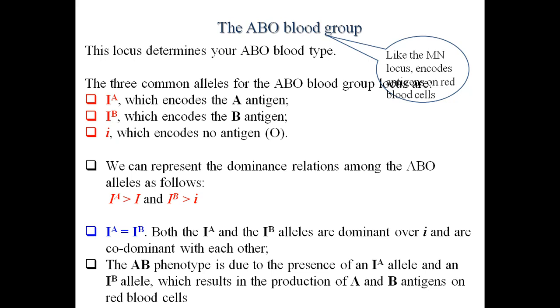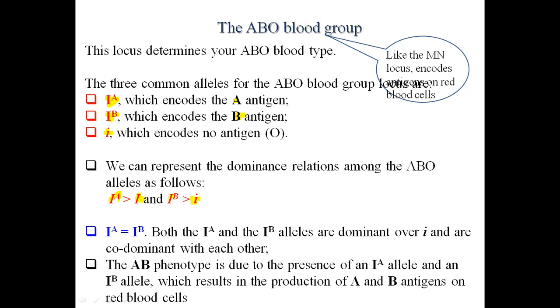Then the next one is the ABO blood group. In the ABO blood group, we have 3 alleles. Capital IA is dominant, capital IB is also dominant, and small i is the recessive one. Capital IA is for blood group A, and they have antigen A. Capital IB represents the B blood group, and it has antigen B. Small i means they have no antigen. So capital IA is dominant over small i.